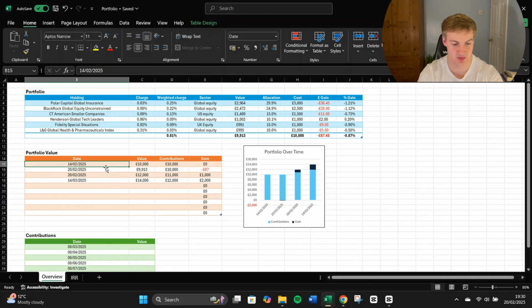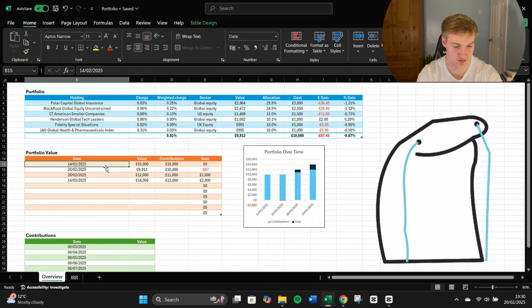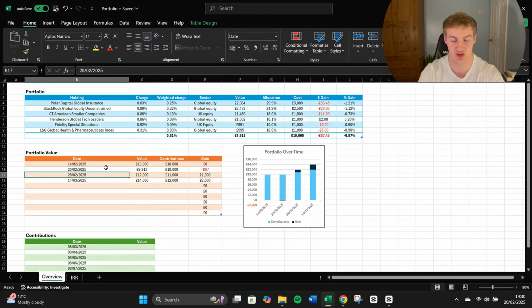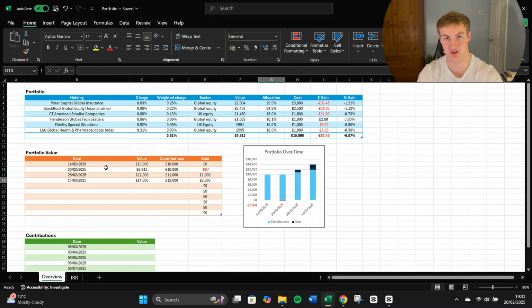You can see I've set up this portfolio on the 14th of Feb, so it's a fun Valentine's Day for me, and I've got the value as of today, and then I've, for example's sake, put 2 future portfolio values in with some gains and some contributions and so on, and that automatically transfers over to the graph you can see on the right hand side.